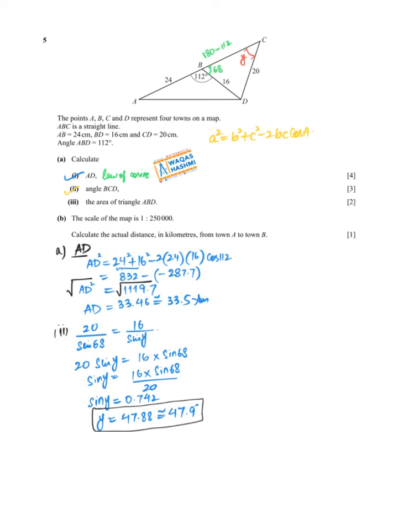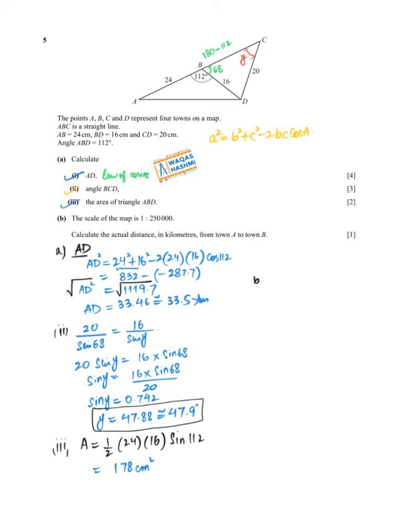After the second part, it says in the third part that you need to find out the area of triangle ABD. To find out the area, all you need is two sides and the angle between these two sides. So for area, all I need is two sides, that is 24, 16 and the included angle, which is sine 112. That is the working formula to find out the area when you don't have the perpendicular height. And by solving, you will get the area 178 centimeter square. That is your third part.